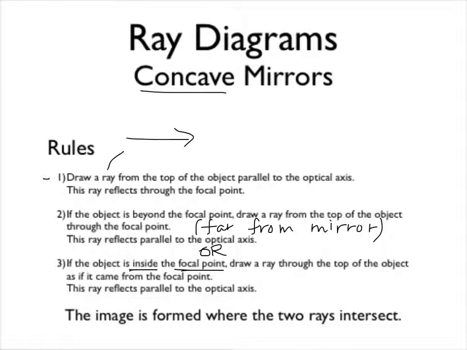It will then reflect parallel to the optical axis. On the other hand, if the object is close to the mirror, if it's inside the focal point, we're going to draw a ray through the top of the object as if it came from the focal point. And then this ray will also reflect parallel to the optical axis. And now where the ray from step 1 and the ray from step 2 or 3, depending on the object's placement, where those two rays intersect, that shows us where the image is formed.